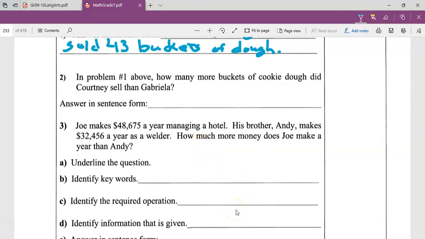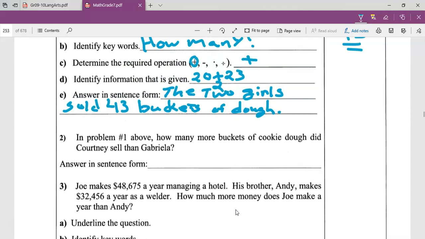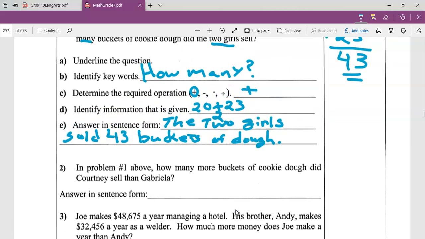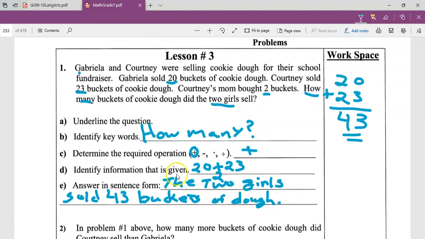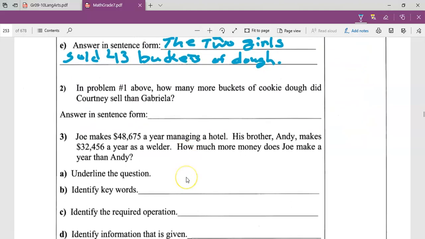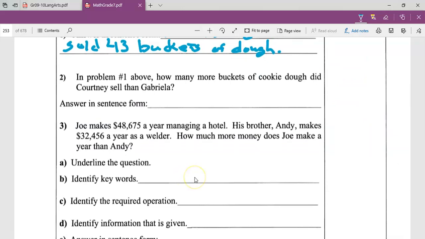Question 2. In problem 1 above, how many more buckets of cookie dough did Courtney sell than Gabby? What operation do you think we're going to need for that? Gabby sold 20. Courtney sold 23. That's right. We can just subtract that. 23 minus 20 is 3. The answer is 3. Courtney sold 3 more buckets.